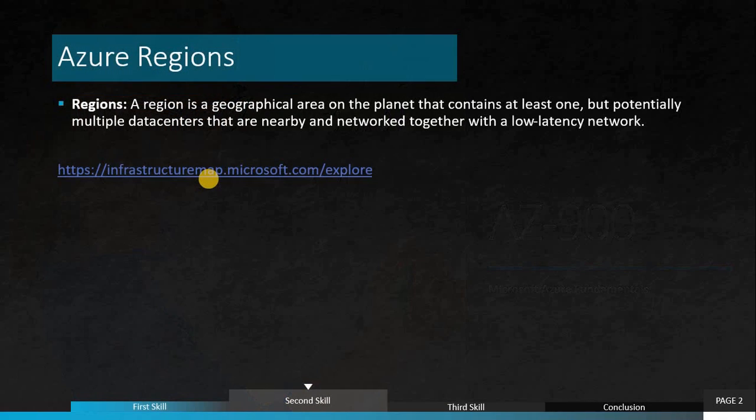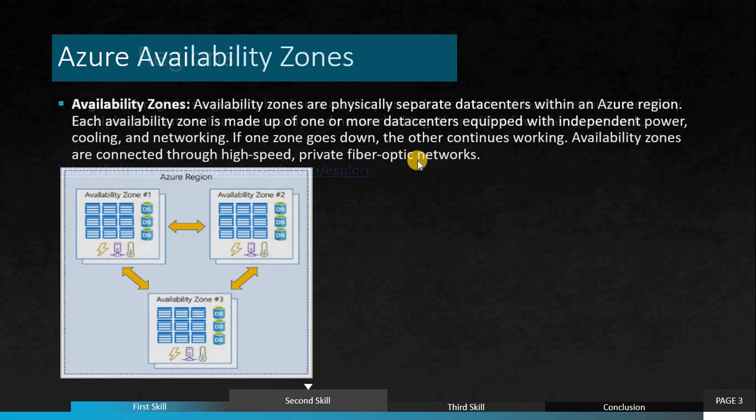In the last video, part 3, we had discussed Azure Region. To take a quick recap, an Azure Region is a geographical area which hosts one or more data centers connected via a low latency network. Now let's move forward and talk about availability zones.